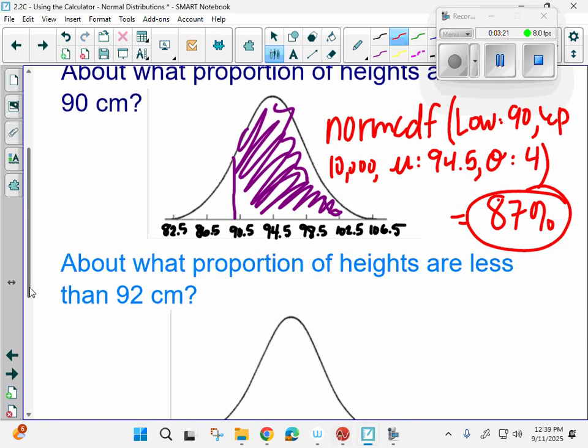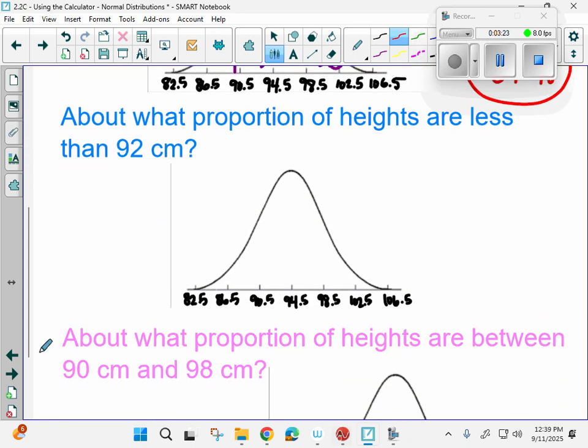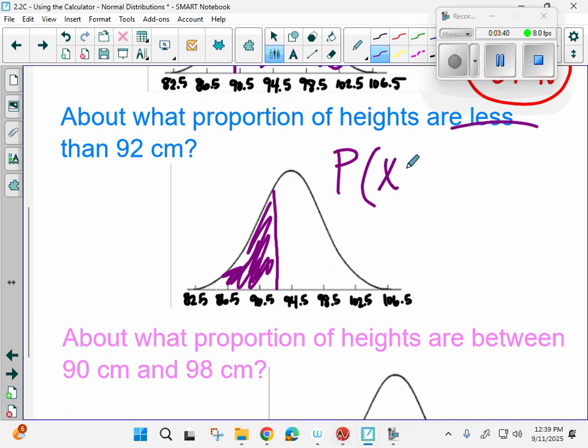Okay, about what proportion of heights are less than 92? So again, you would draw your curve. You would find 92 right here. And we would shade less this time. So I'm finding the proportion of 3-year-olds, whatever you want to label your variable. We'll just say X less than 92. They'll put that in the book sometimes, okay?